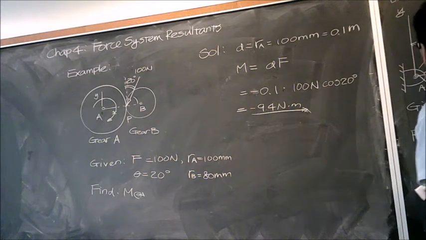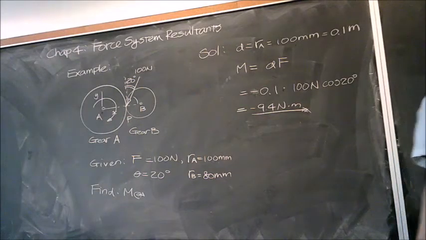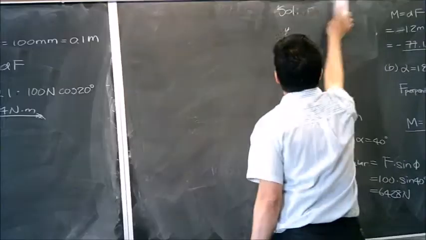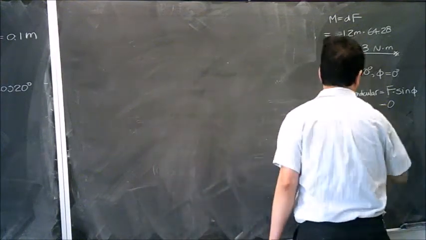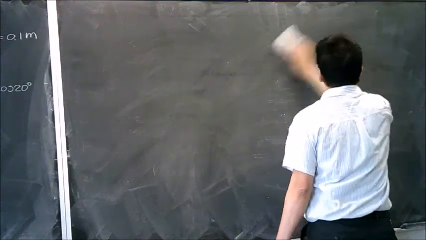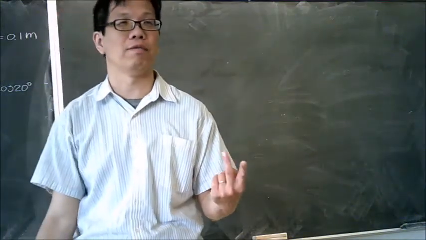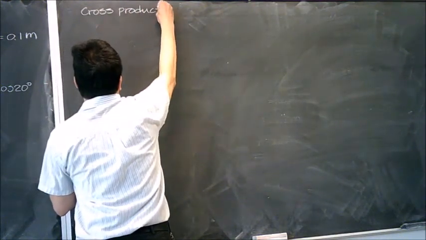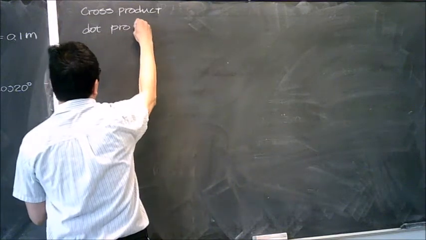Okay. The next part is also one of the most tedious parts in this class: the three-dimensional cross product of two vectors. When we are multiplying two vectors together, there are two types of product. One is the cross product, which I'm going to talk about now. The other one is the dot product.